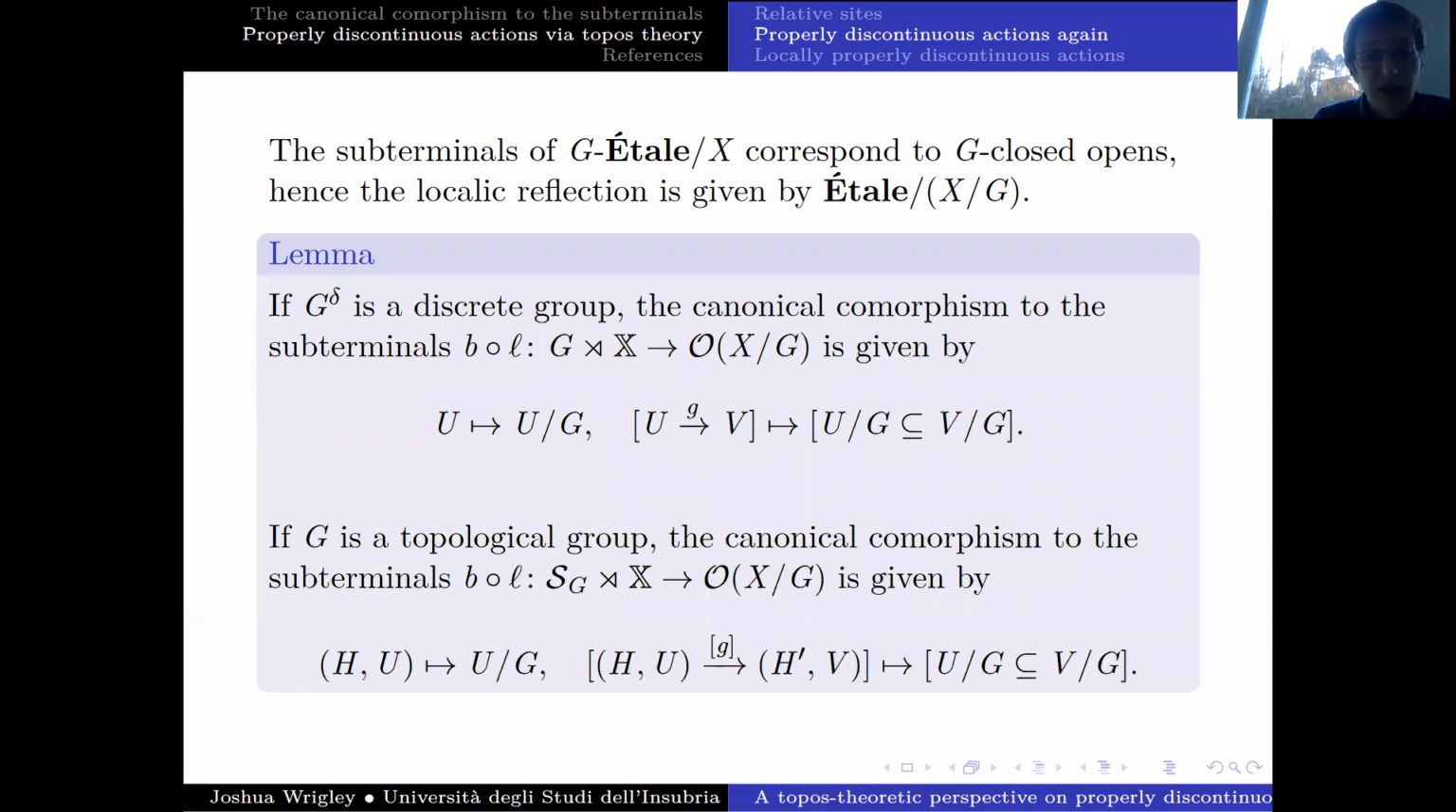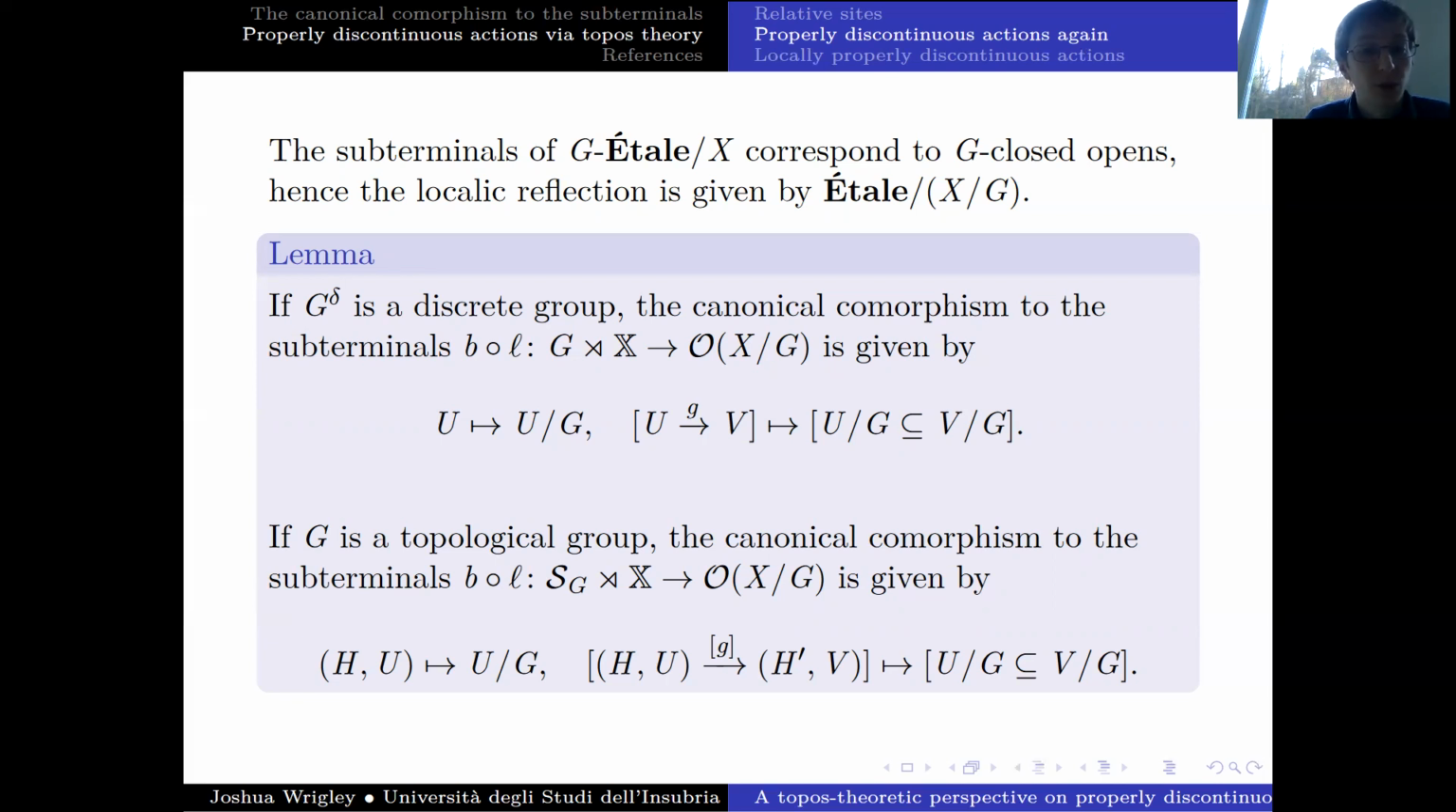And we can do exactly the same when G is a topological group and the action is continuous. The canonical comorphism to the subterminals sends our pair, where we've got an open subgroup and an invariant open, to the quotient of that open. It forgets the open subgroup and just sends the open to its quotient. It's also going to send every arrow to the inclusion of these two quotient opens. So now we have canonical comorphisms to the subterminals.